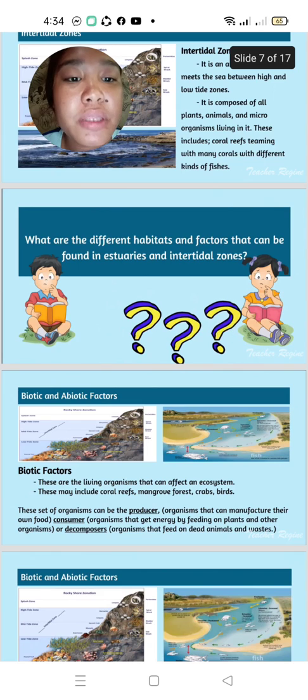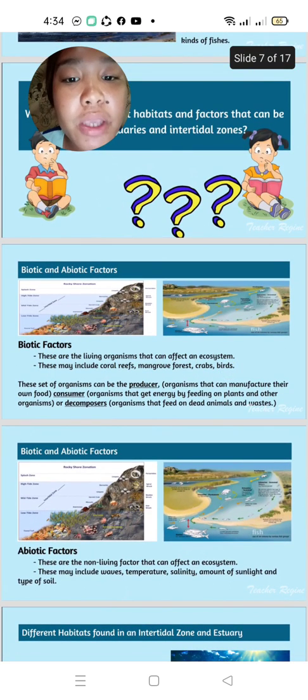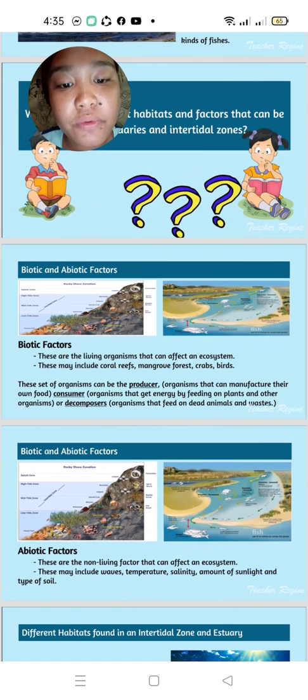Next is, what are the different habitats and factors that can be found in estuaries and intertidal zones? So you have here abiotic and biotic factors. Biotic factors are the living organisms that can affect an ecosystem. This may include coral reefs, the mangrove forest, the crabs, and the birds. This set of organisms can be the producers, organisms that can manufacture their own food; consumers, organisms that get energy by feeding on plants and other organisms; and the decomposers, organisms that feed on dead animals and waste.